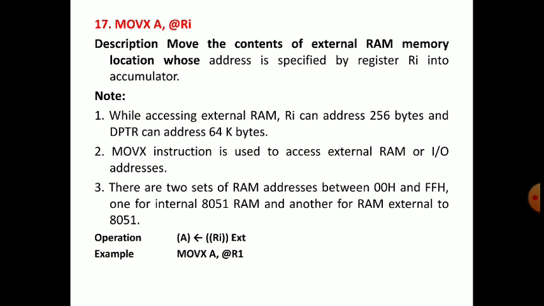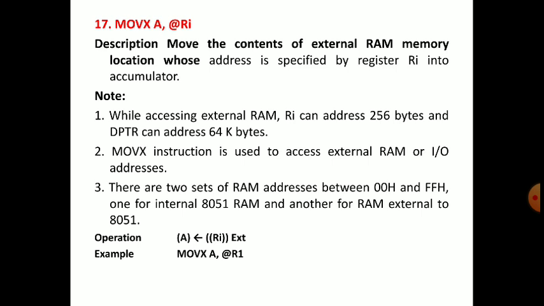So the Ri internal register R0 or R1 is 8-bit. So the 8 bits of the required external memory, specified by the Ri register, which will have the data, will be directly copied to this accumulator register. Note: while accessing external RAM, Ri can address 256 bytes and DPTR can address 64 kilobytes. MOVX instruction is used to access external RAM or IO address.